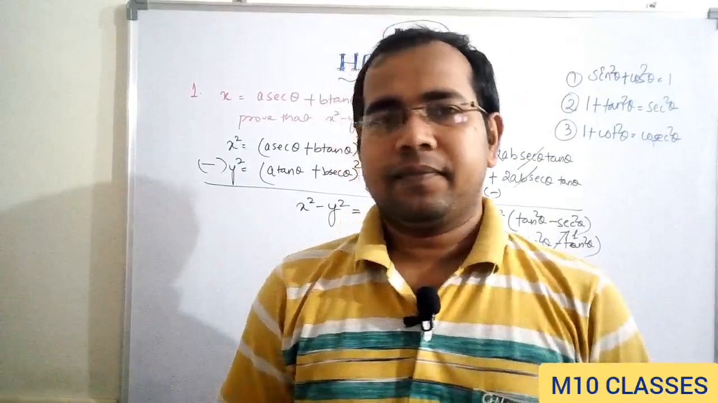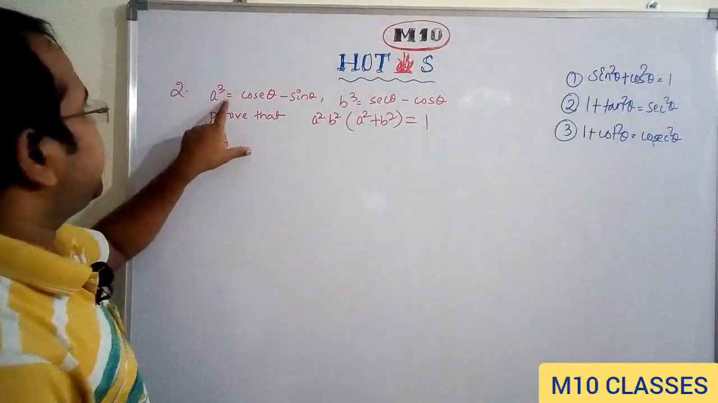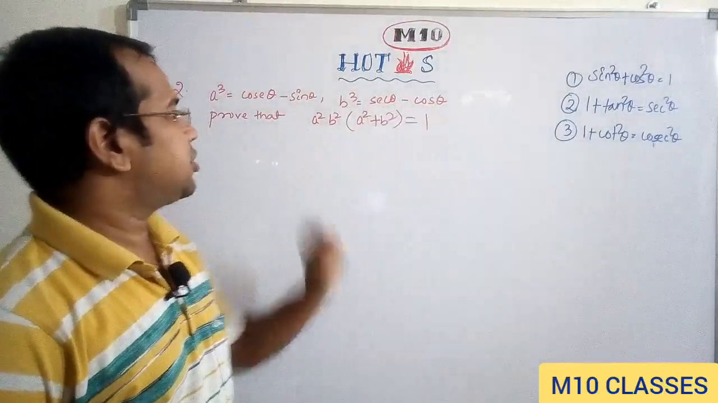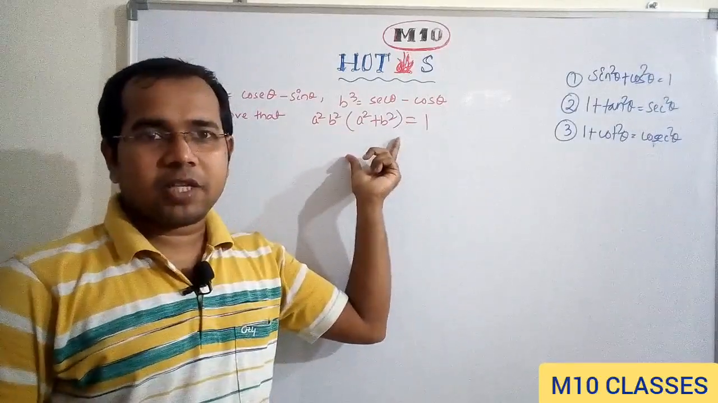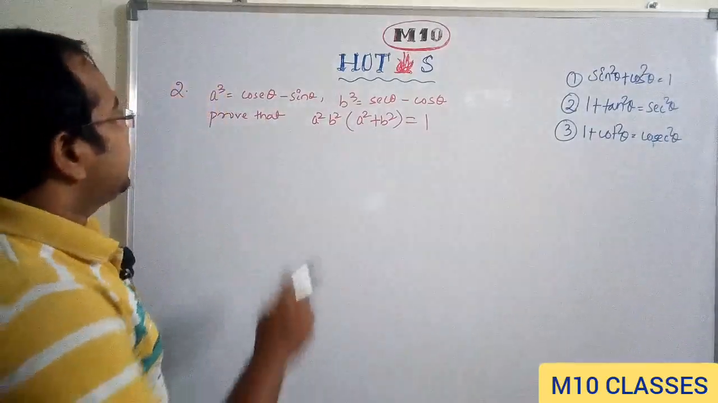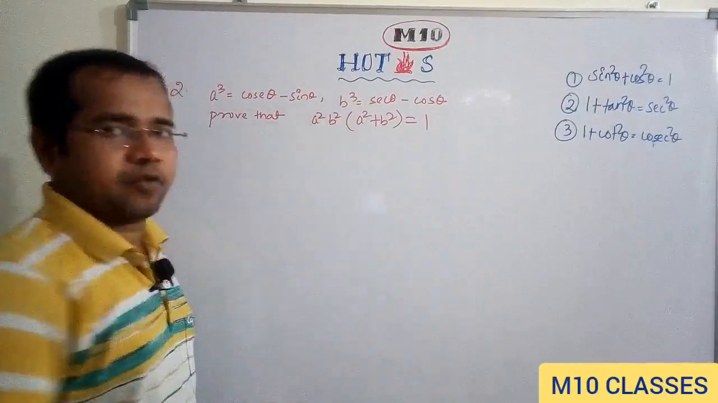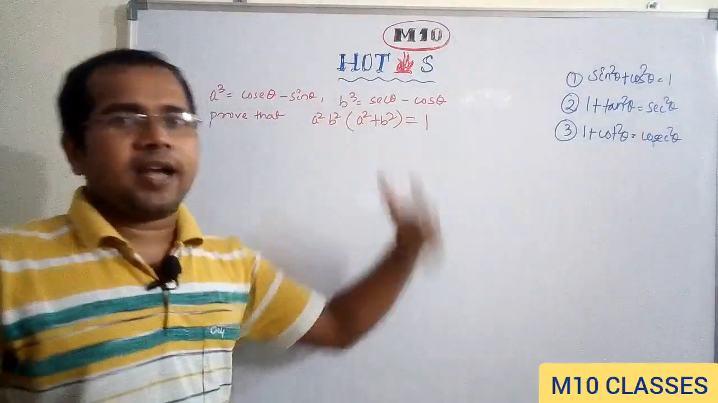Now students, come to the second question. It is given a cube equals cosec theta minus sin theta and b cube equals sec theta minus cos theta, and prove that (a square b square) into (a square plus b square) equals 1. Now see here, here you have a cube, b cube, but here you need a square. So first of all, we need to find a square and b square, and then we can put them over here and find the answer.